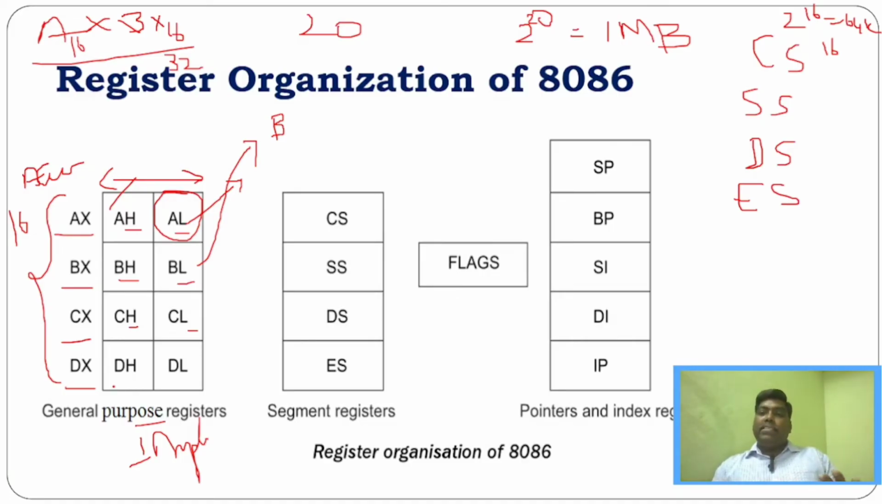And the segment register is a very, very important register. As I said, the memory itself is completely segregated into 4 different segments: the code segment, the stack segment, the data segment, and the extra segment. What is the code segment all about? The code segment is a part of memory where we can save the codes.